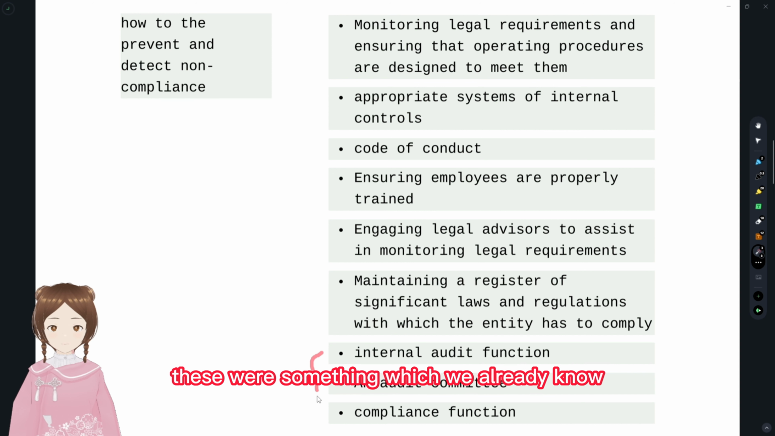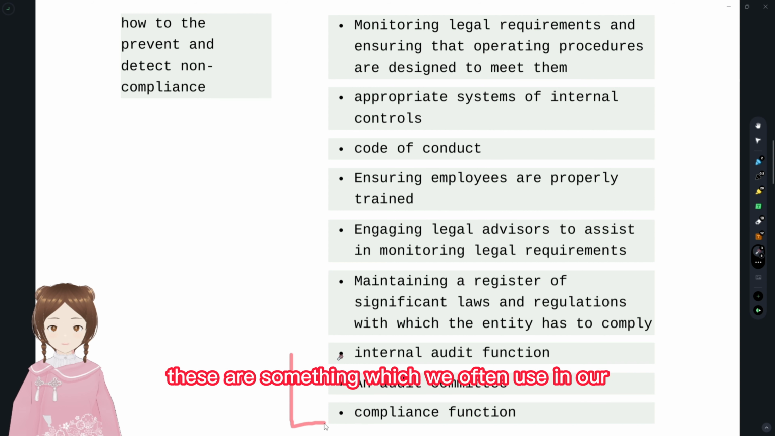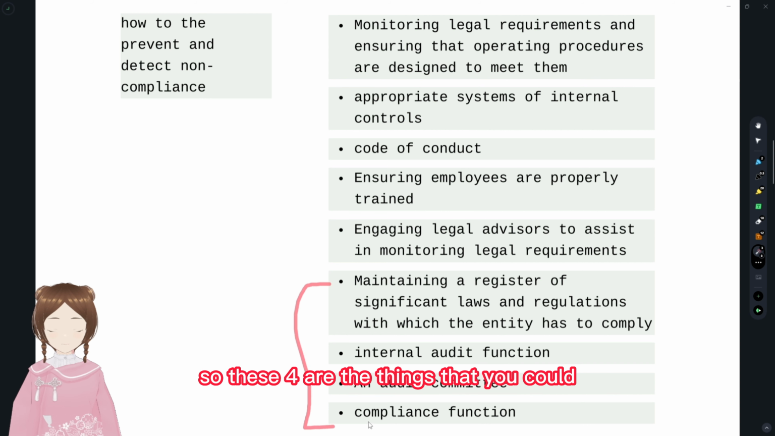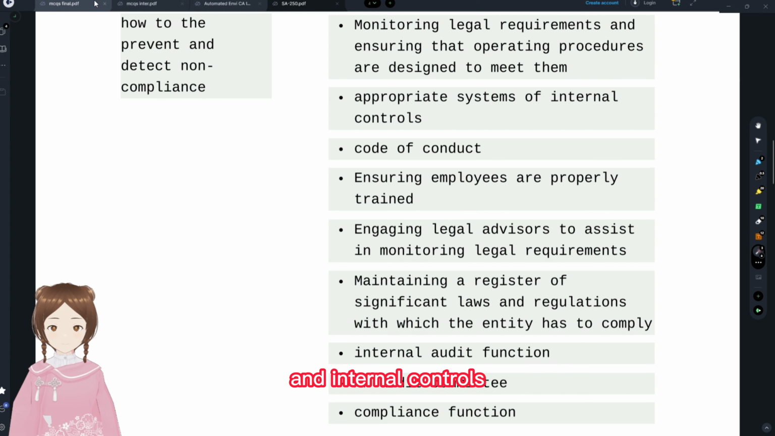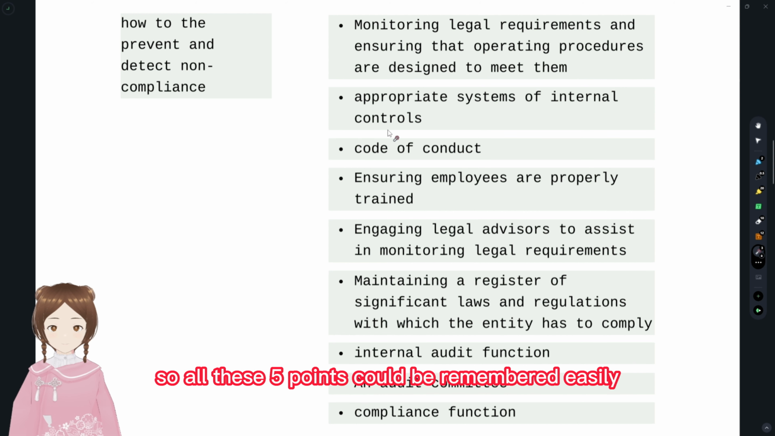Second thing, these are something which we already know, like internal audit function, audit committee, or compliance function. These are something which we often use in our audit corporate governance chapter and in the audit of other companies chapter also. So these three are things that you could remember easily. And internal controls were the responsibility of the management, as we are also discussing prevention and detection of non-compliance as the responsibility of the management. This could also be remembered easily. So all these five points could be remembered easily.